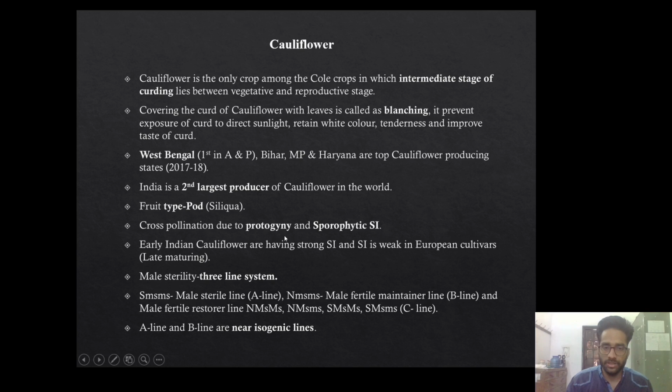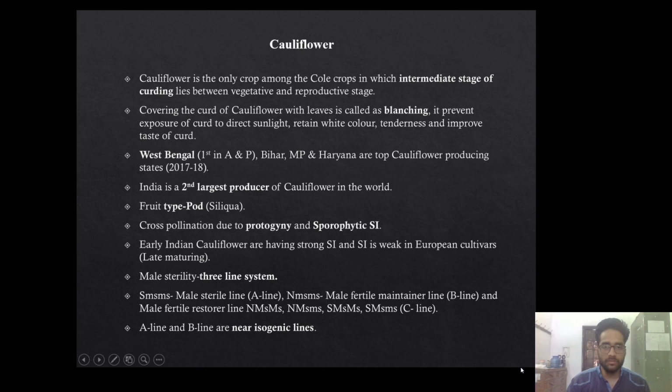Cross pollination in cole crops is due to protogyny and sporophytic self-incompatibility. Early cauliflower has the strongest SI, and weak SI is found in late cauliflower, late maturity cauliflower. The male sterility system mainly utilized for hybrid seed production in cauliflower is a 3 line system. The A line, which is S msms, is a male sterile line. N msms is a male fertile maintainer line. And the restorer line is called the C line. A line and B line are near isogenic lines, meaning they are identical except for the trait male sterility. The rest of the things are the same. And the C line is used to cross the A line to produce hybrid.